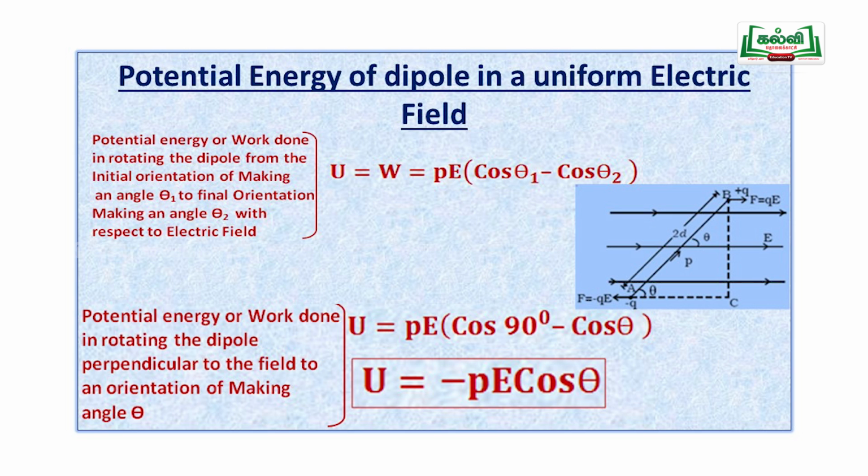So, to move the dipole from the angle theta 1 to the angle theta 2, some amount of work will be done. Listen carefully, now the angle is theta 1, to move the dipole from the angle theta 1 to the angle theta 2, the formula for potential energy is U is equal to PE (cos theta 1 minus cos theta 2).